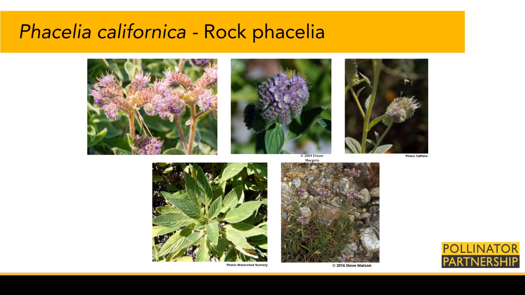Phacelia californica, or rock phacelia, is a spreading perennial that typically grows along coastal bluffs, rocky slopes, and open woodlands. It has coarse, hairy stems and leaves, with flowers that are light purple to lavender and arranged along a curved flower spike known as a scorpioid cyme. The foliage is green and covered in stiff hairs that can cause skin irritation, so gloves are recommended when handling.